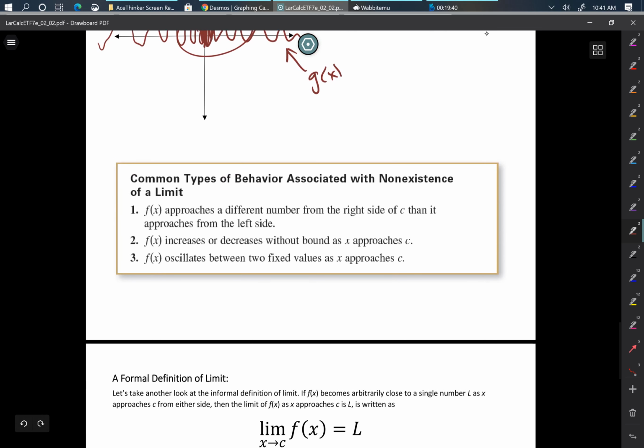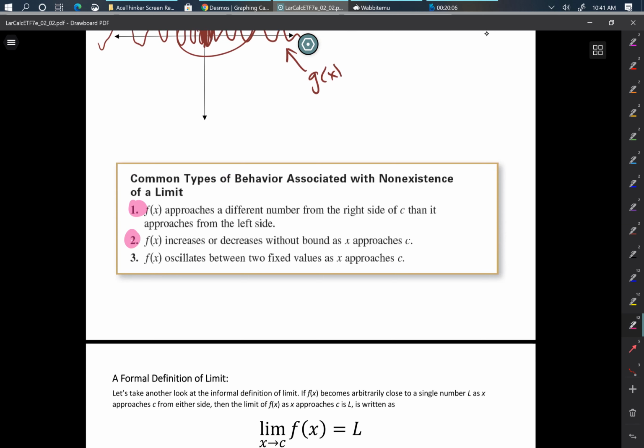Now, I will tell you that of these three, 1 and 2 are the ones that we run into most often. It is rare to run into number 3. You really have to work hard to come up with an equation that does that, whereas the other two are fairly common. It is fairly common to have left side and right side not match up, or to have something that has a vertical asymptote where it increases or decreases without bound.